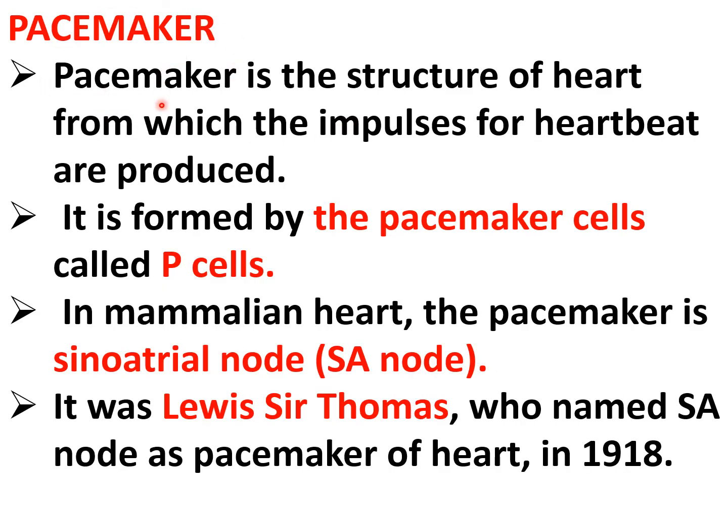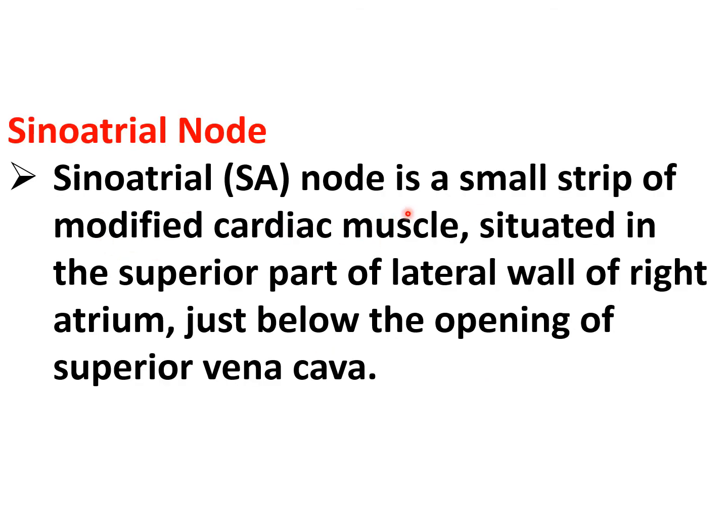So what is the pacemaker? The pacemaker is the structure of the heart from which the impulses for the heartbeat are produced, and it is formed by pacemaker cells called P cells. In the mammalian heart, the pacemaker is the sinoatrial node. It was Sir Thomas Lewis who named the SA node as the pacemaker of the heart in 1918. The SA node is a small strip of modified cardiac muscle situated in the superior part of the lateral wall of the right atrium, just below the opening of the superior vena cava.